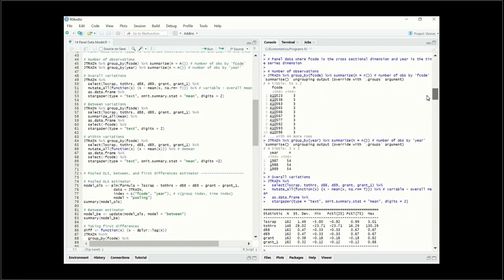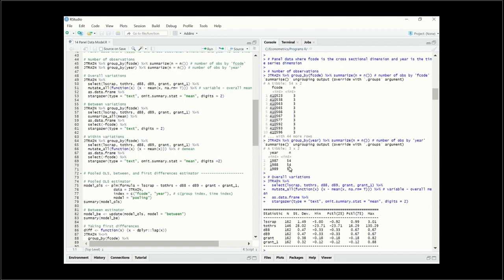So if we summarize by F code, N would be equal to 3. So basically for each firm, we have 3 years of data. But if we're summarizing by different years, if we're grouping by years, then we have 54 firms in each year. So this is how many observations we have in each year.